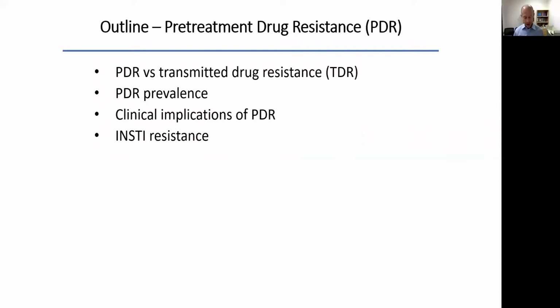The first part will focus on the topics on this slide, explaining the difference between pre-treatment drug resistance, or PDR, and transmitted drug resistance, or TDR. Reviewing data on the prevalence of PDR, on the clinical implications of PDR, and on the prevalence of transmitted integrase inhibitor resistance. During both parts of the talk, I will present data on HIV drug resistance from both low and middle income countries and upper income countries.